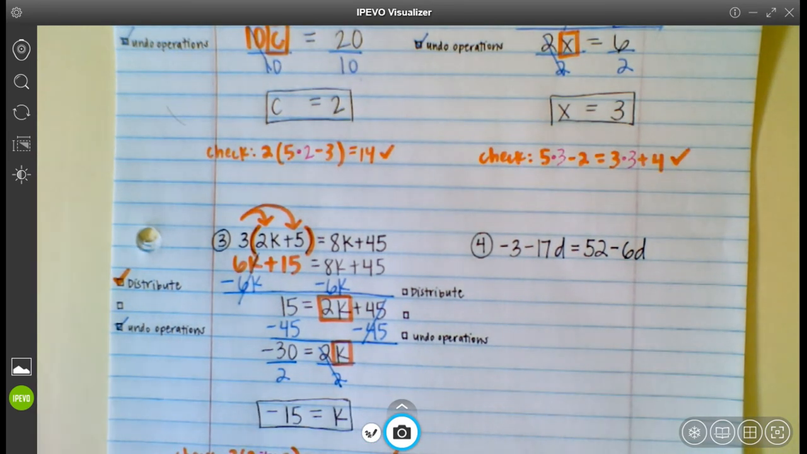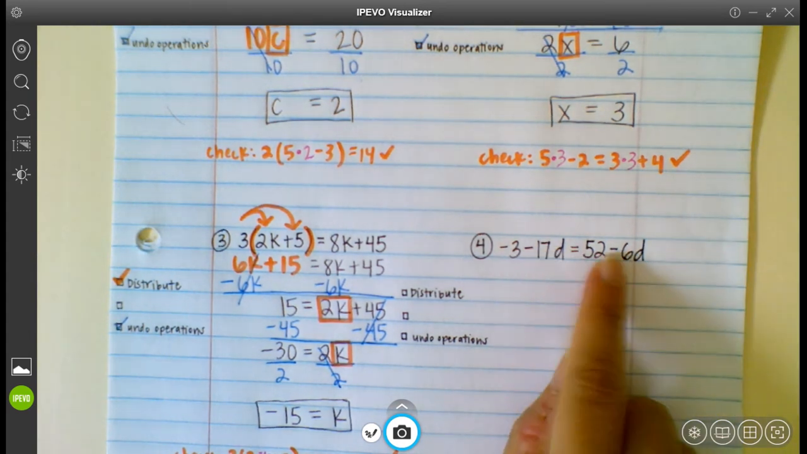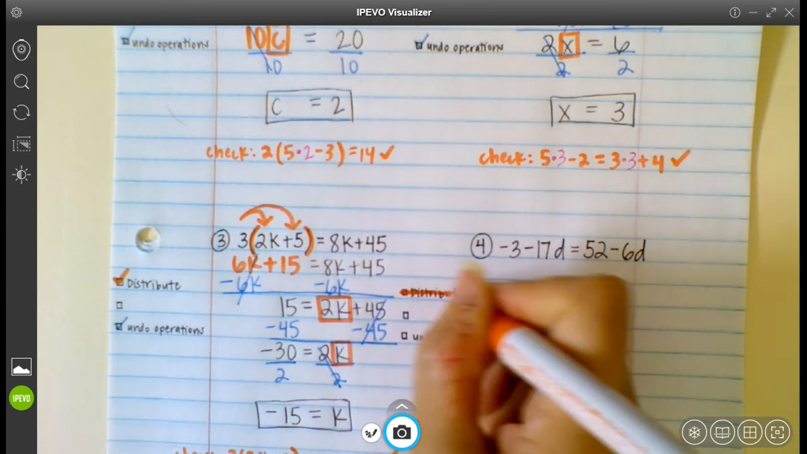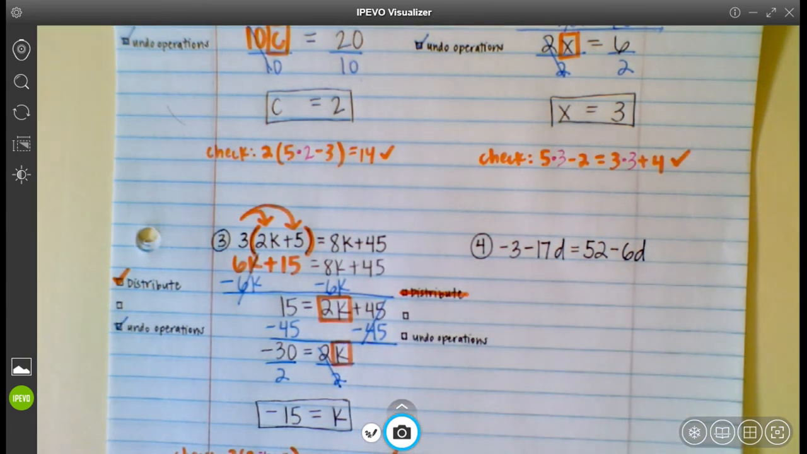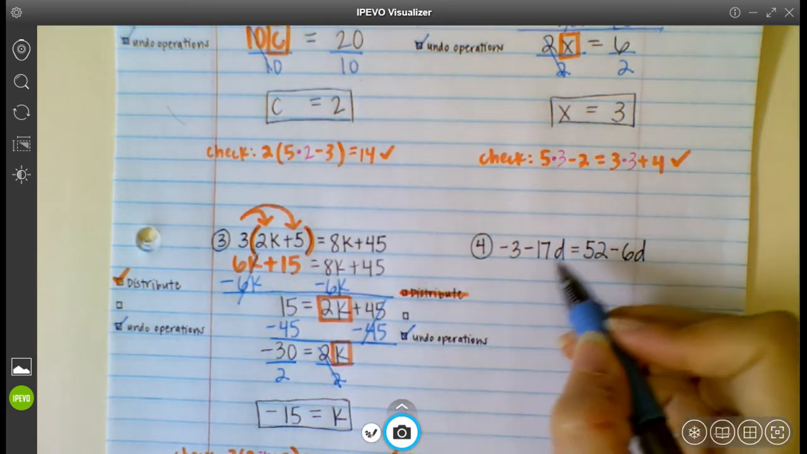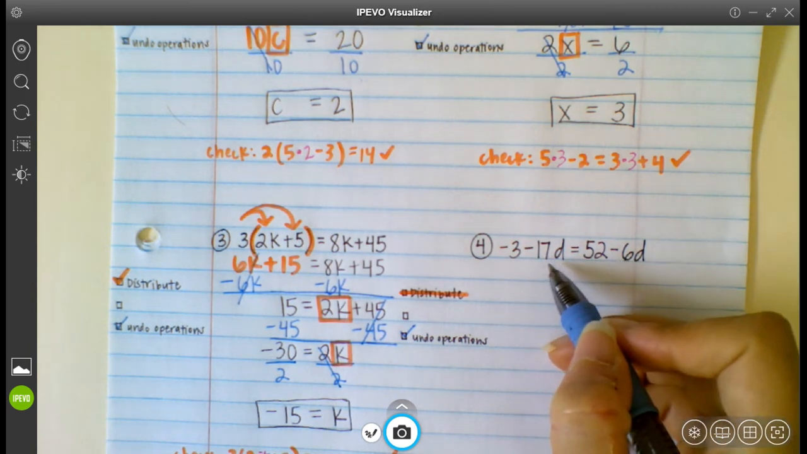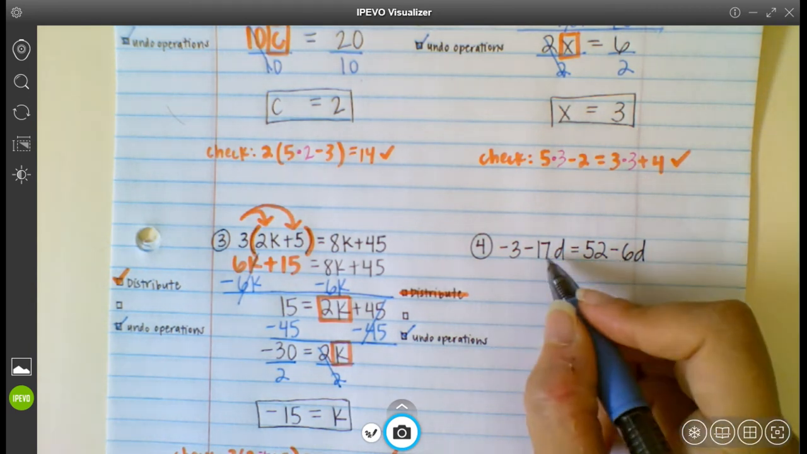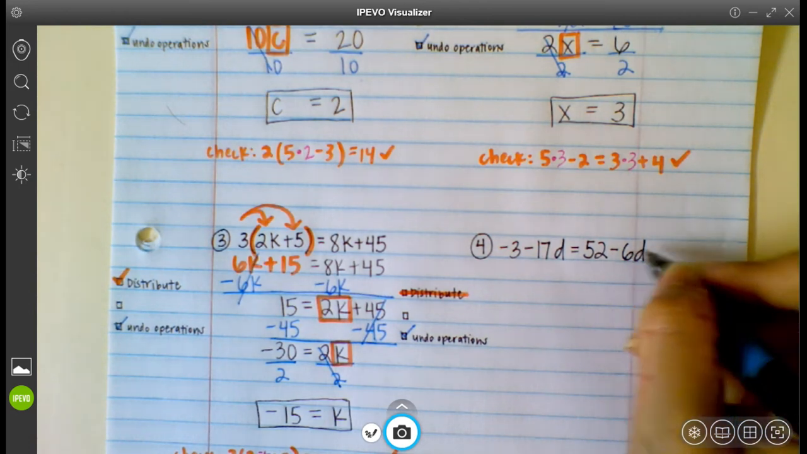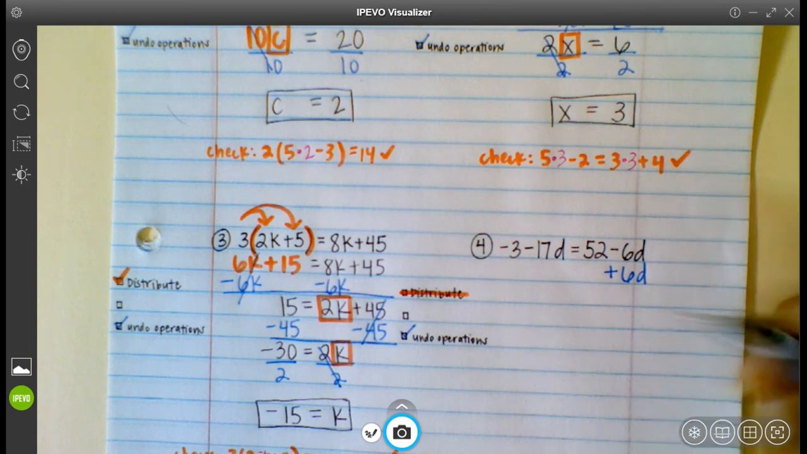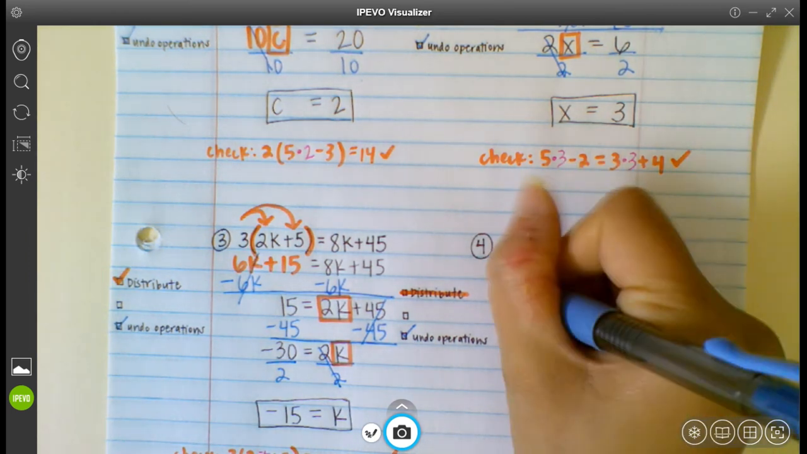Please note right away, do you see any parentheses in this equation? I don't, so that means we're not distributing anymore, which means the only thing I can do to this equation is undo my operations. So I'm going to look here and take a look at which number is smaller on the D's. And I notice that 6 is smaller than 17. And right now the 6D is being subtracted. So to undo it, we add the 6D to both sides of our equation.